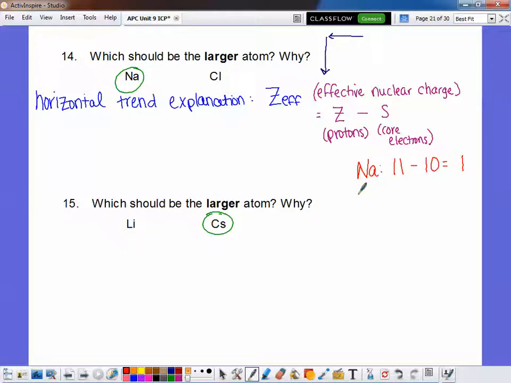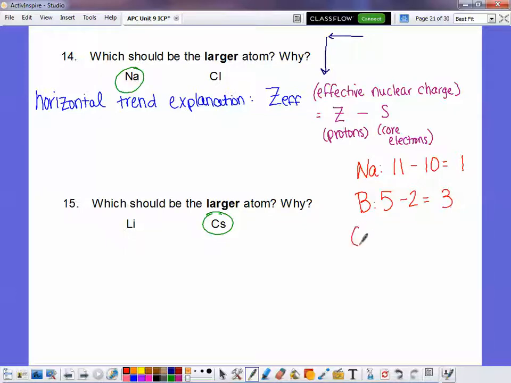What about boron? Boron. How many protons does it have? 5. And how many core electrons does it have? 2. So what is its Zeff? 3. So a higher Zeff, a higher effective nuclear charge than sodium. And I'll explain in just a moment what Zeff does. If you haven't already figured out, the easiest way to figure out the core electrons is look for the noble gas that comes right before that atom, because that would be the number of core electrons.